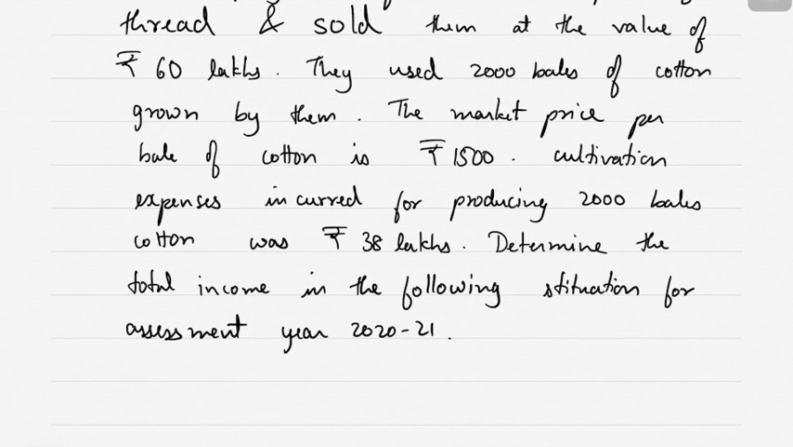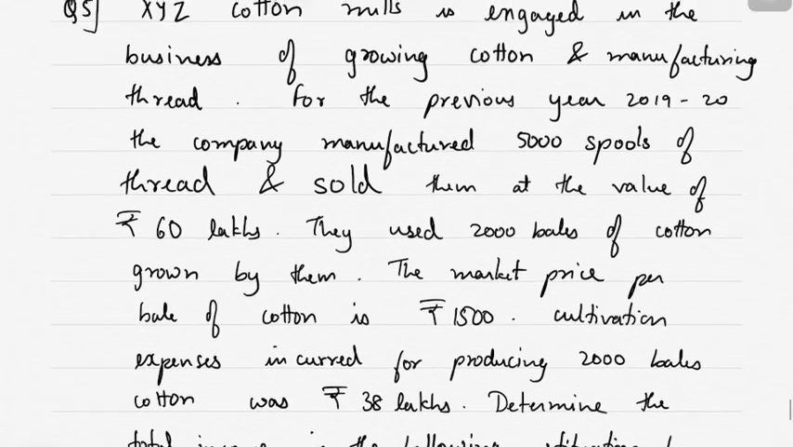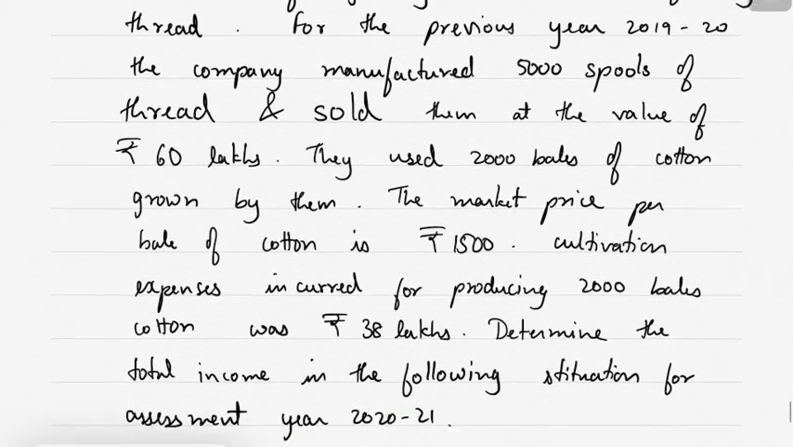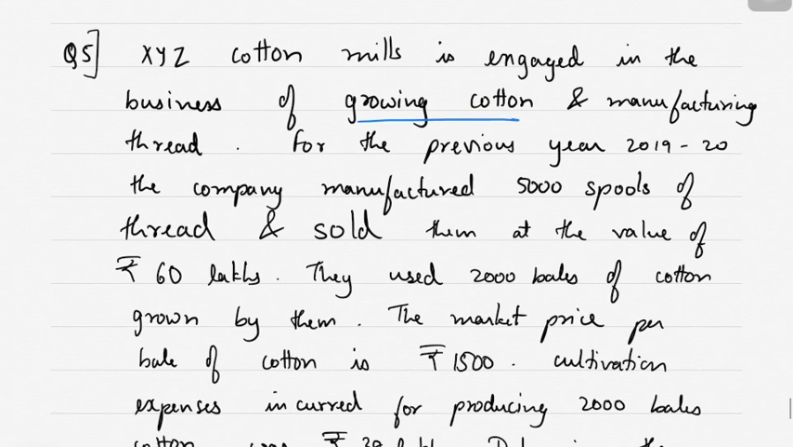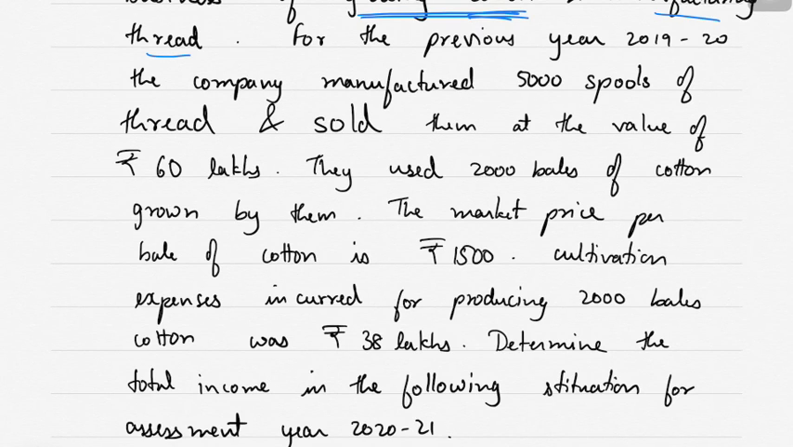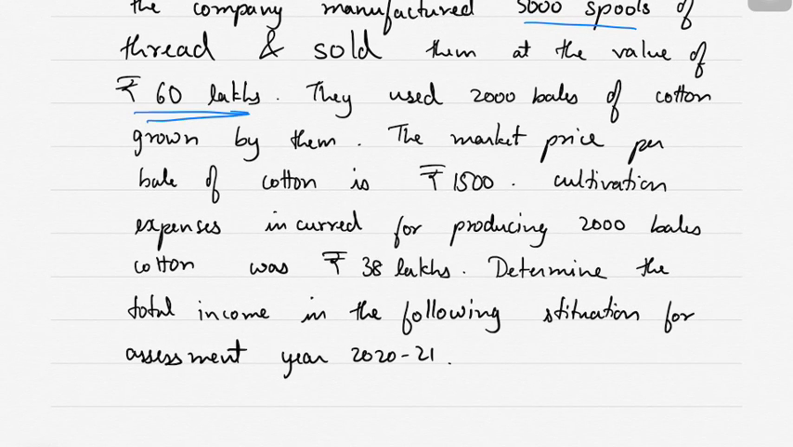Agricultural income is exempt. Non-agricultural income is your taxable income, correct? So your total income is your non-agricultural income. Now XYZ Cotton Mills is engaged in the business of growing cotton and manufacturing thread. So again, this income becomes partly agricultural income and partly non-agricultural income because they are growing cotton. During the year, the company manufactured 5,000 spools of thread and sold them at a value of 60 lakhs.